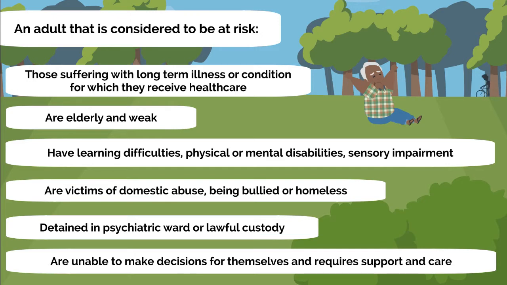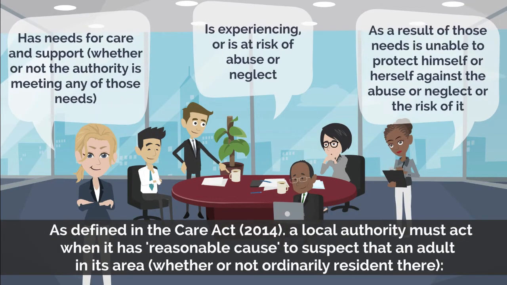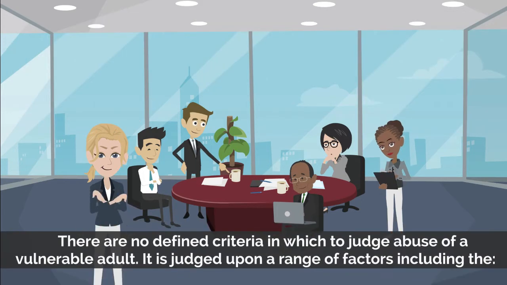As defined in the Care Act 2014, a local authority must act when it has reasonable cause to suspect that an adult in its area, whether or not ordinarily resident there, has needs for care and support, whether or not the authority is meeting any of those needs, is experiencing or is at risk of abuse or neglect, as a result of those needs, is unable to protect himself or herself against the abuse or neglect or the risk of it. There are no defined criteria in which to judge abuse of a vulnerable adult.